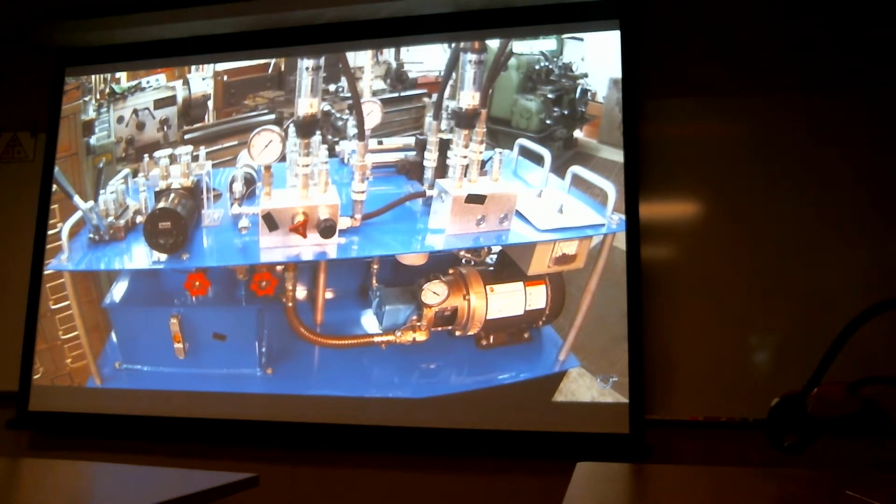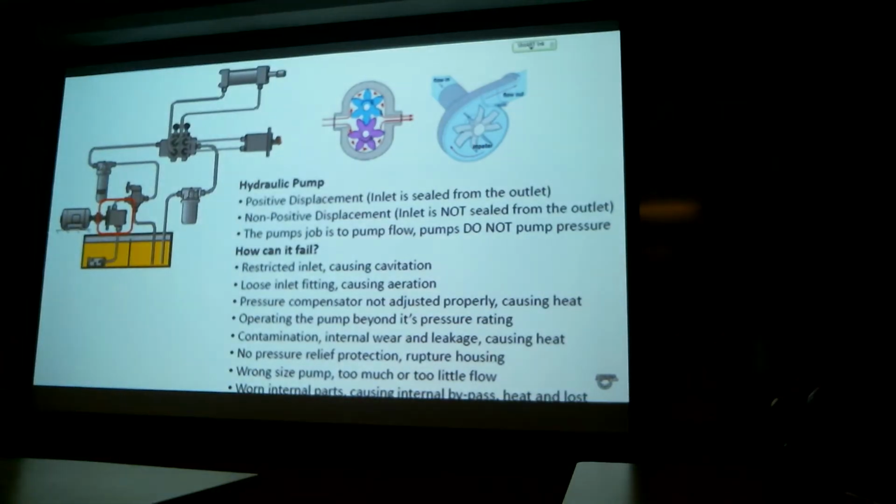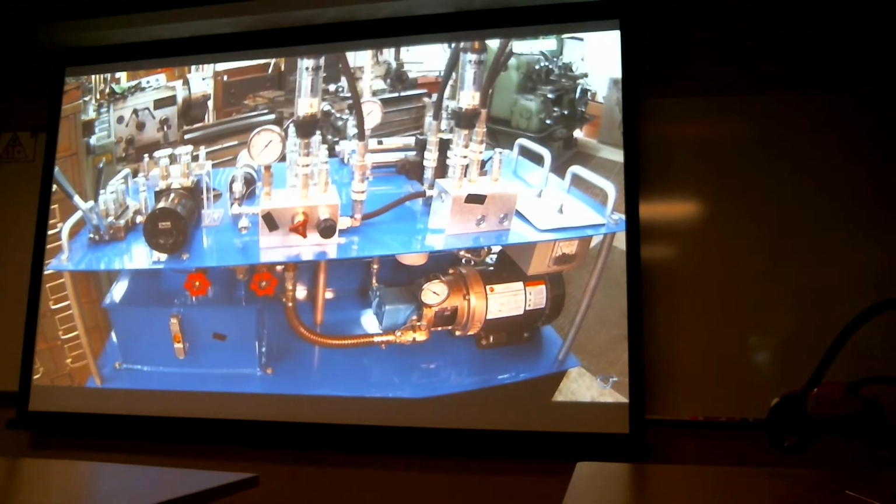Next thing we want to talk about is the pump. Pump is the heart of the system, and 99.9% of the times when your pump fails, it has nothing to do with your pump. It's something that happens in the system, like contamination or cavitation or aeration or things like that we're going to talk about in our troubleshooting and inspection part.